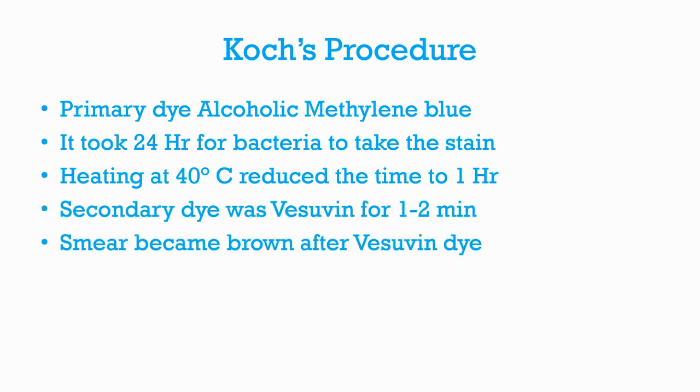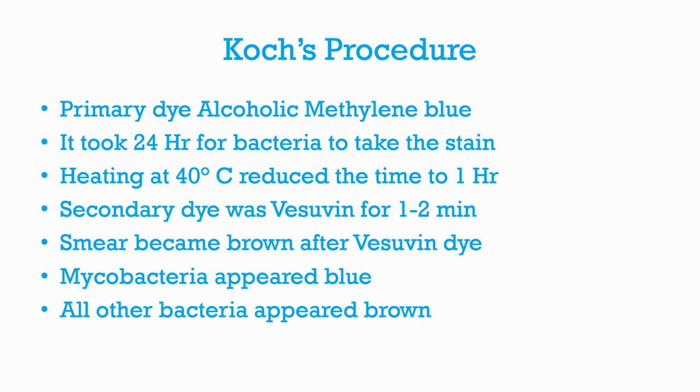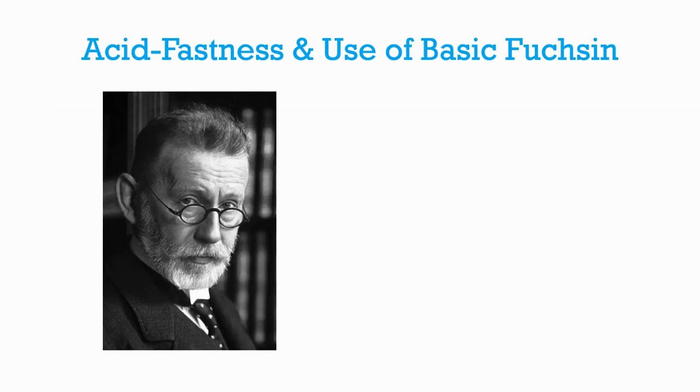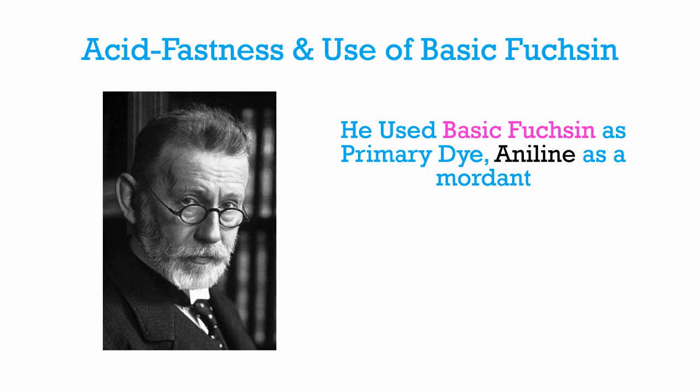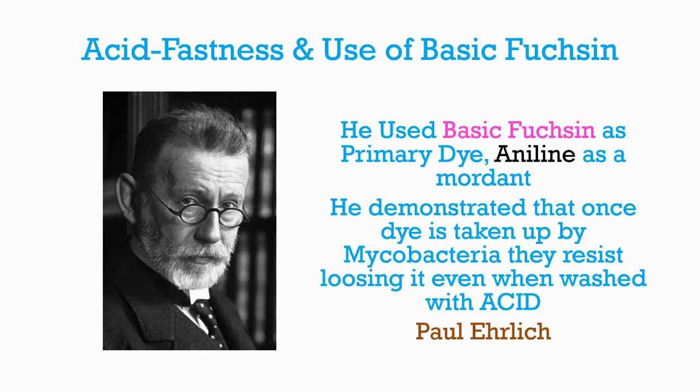He used Vesuvin dye as the secondary dye for 1 to 2 minutes. Mycobacteria appeared blue while all other bacteria appeared brown after this staining technique. Koch's procedure was not very effective for visualization of the mycobacteria. It was modified in the same year, 1882, by Paul Ehrlich, who replaced methylene blue with basic fuchsin, added aniline as a mordant, and he was also the founder of the acid-fast property of the mycobacteria.